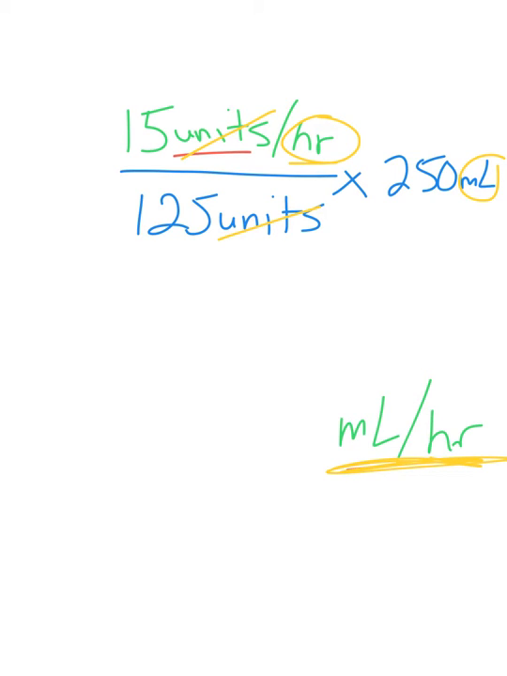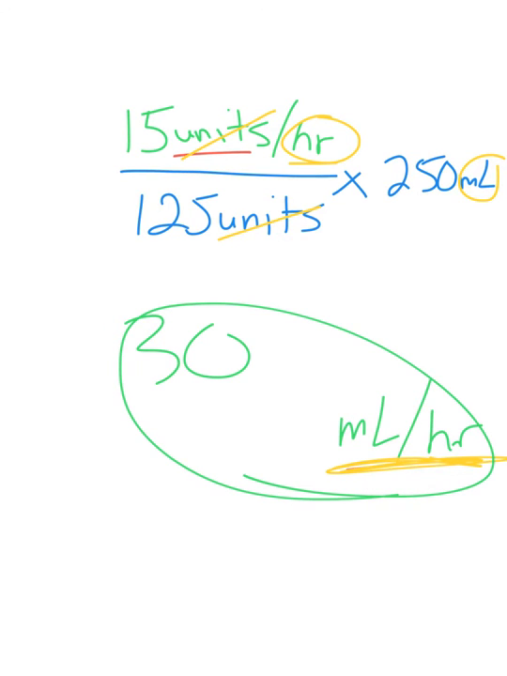So I go ahead and divide this out, and we're going to take 15 divided by 125. I'm going to take that answer, which is 0.12, and multiply that by 250, and that gives me 30. So the answer to this would be 30 milliliters per hour. Okay, that's number one. Let me add another.